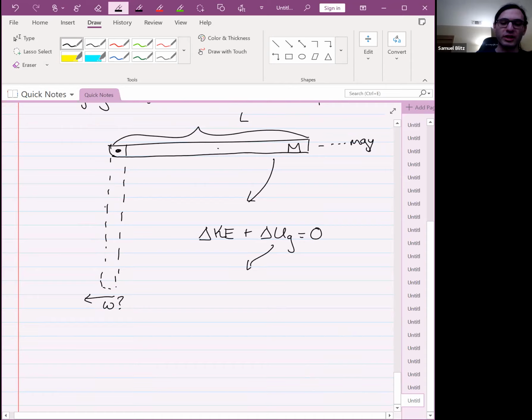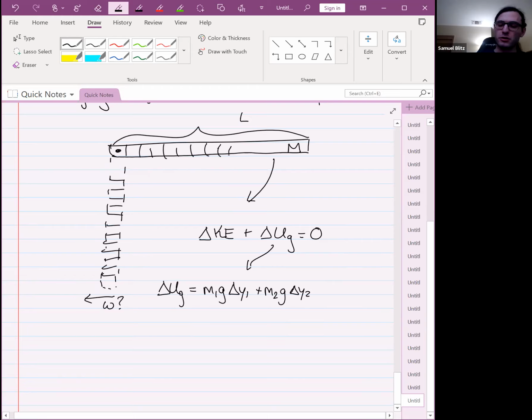Because some of the rod is higher up, some of the rod is lower down, we need to figure out a sensible way to handle that. The way that we figure out the change in gravitational potential energy is we break it up. We can break up the rod into a bunch of chunks and then add all of those changes in potential energy together. So this would be, say, m1 g delta y1 plus m2 g delta y2, and these are for all of the different chunks on the rod, right? Plus dot, dot, dot.